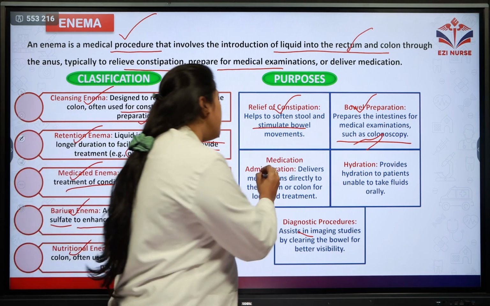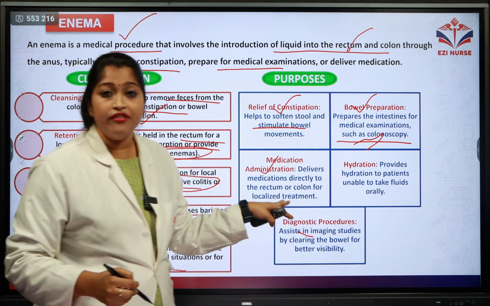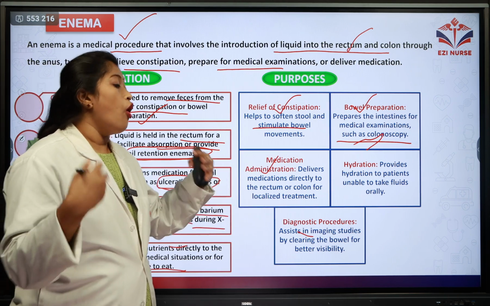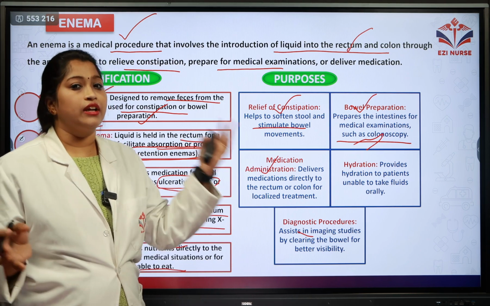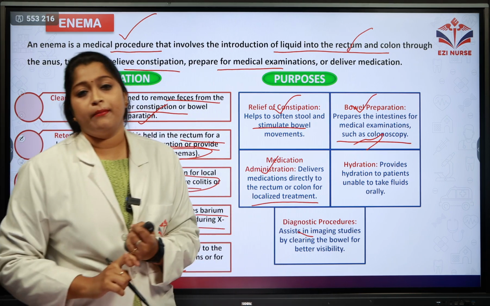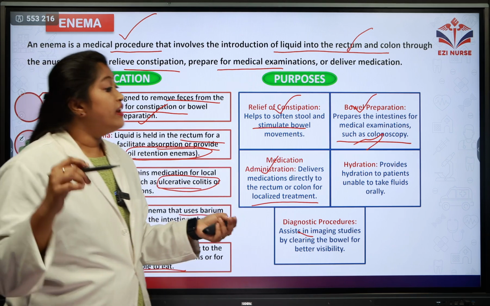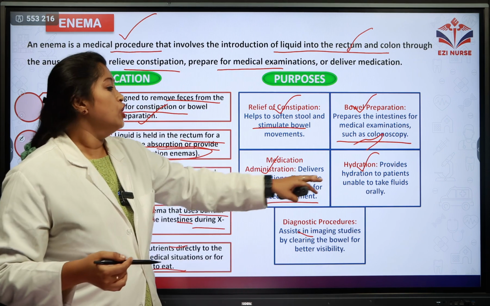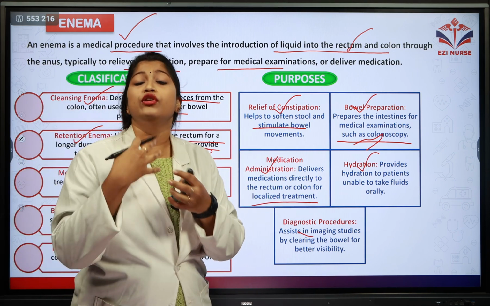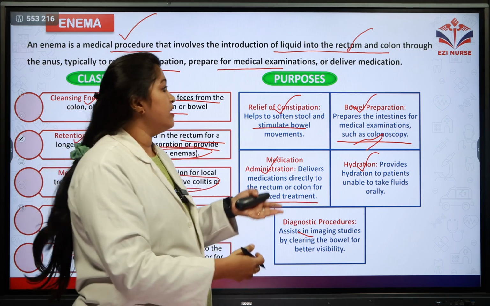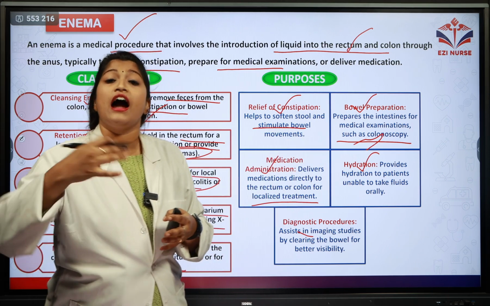And the next is medication administration. We are delivering the medications directly to the rectum or to the colon. In some cases for the rectum and in some cases for the colon. For localized treatment, we are using it. And the next purpose is hydration. We are providing hydration to patients who cannot take fluids orally. So if the patient is unable to take fluids orally, we are giving enemas for hydration.